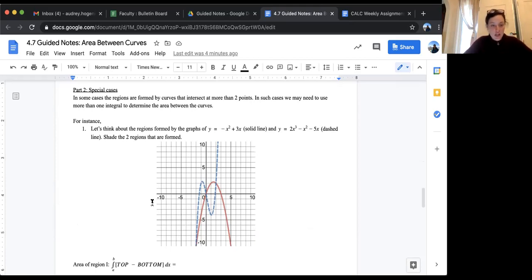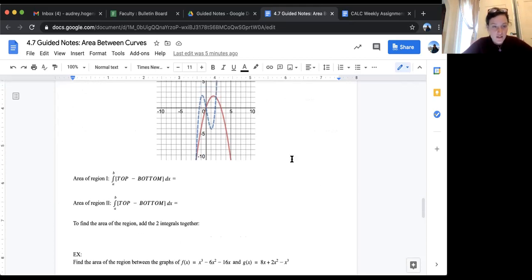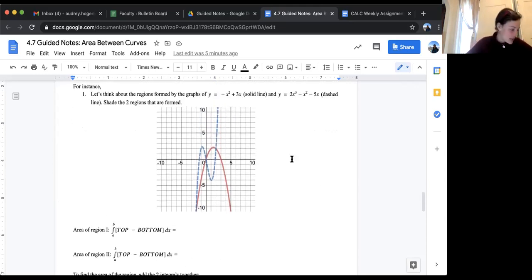First of all, we want to shade the regions that are formed. So first region, I'm going to shade in red right there. And second region, I'm going to shade in green right there. So to find the area between these two curves, we are going to need to find the area of two separate regions. So the area of region 1, my red region, is going to be the integral from a to b of top minus bottom.